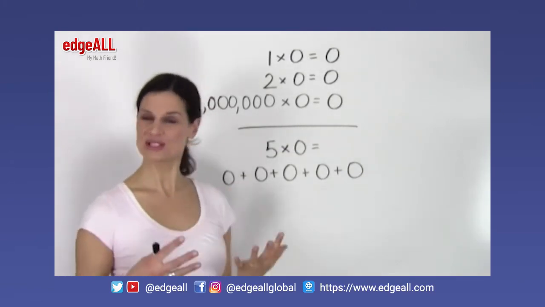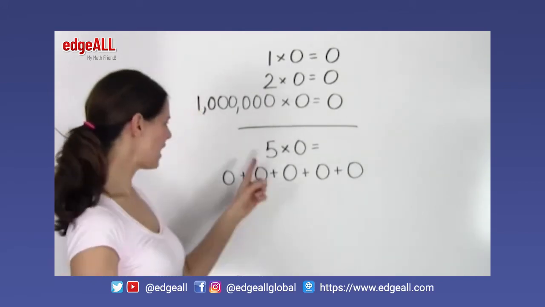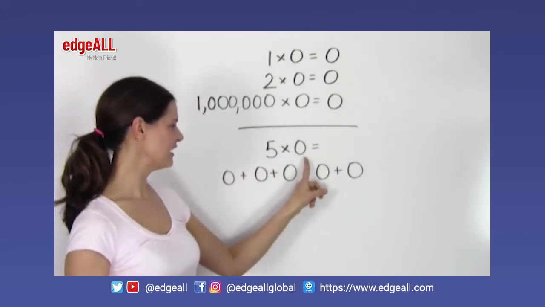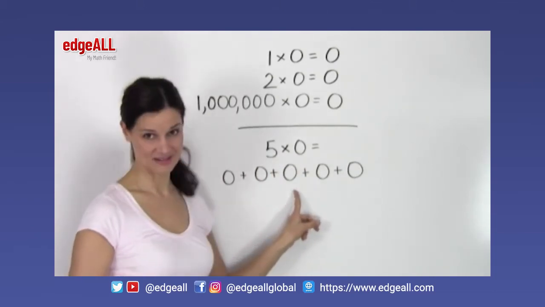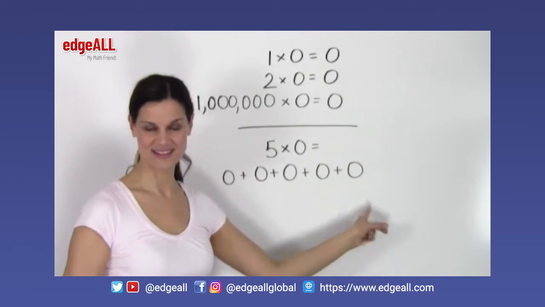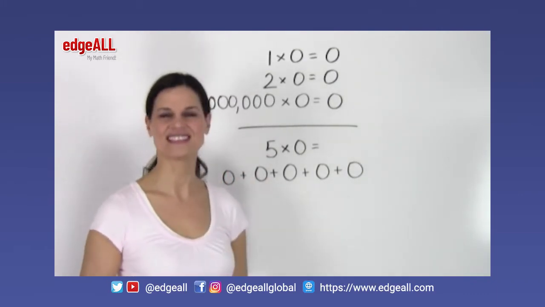Remember that multiplication is really just repeated addition. So a problem like 5 times 0 is another way of saying 0 plus 0 plus 0 plus 0 plus 0. 0 added to itself 5 times still equals 0.